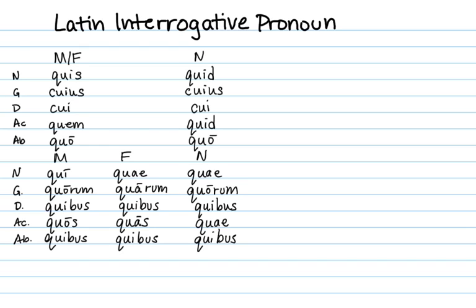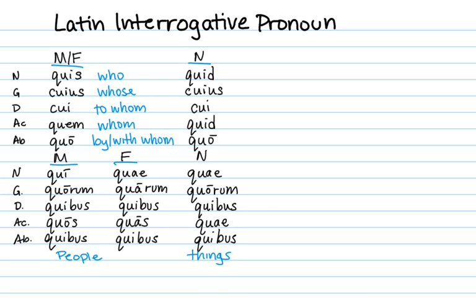For which Latin words to use, you use the masculine and feminine forms, quis, cuius, cui, quem, quo, when you're talking about people, if you're asking a question: who, or whose, or in the dative, to whom, and the accusative, whom, ablative, by or with whom. You use the neuters when you're asking a question about things, so in English you would use the pronoun what. Cuius, of what, cui, to what, quid, what, quo, by or with what.